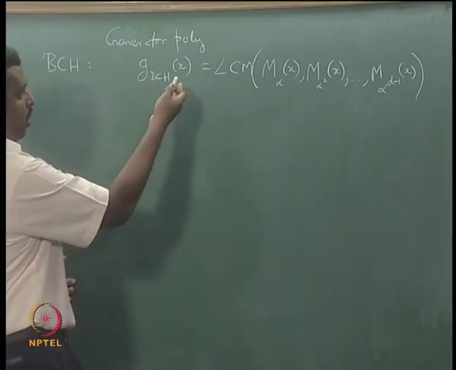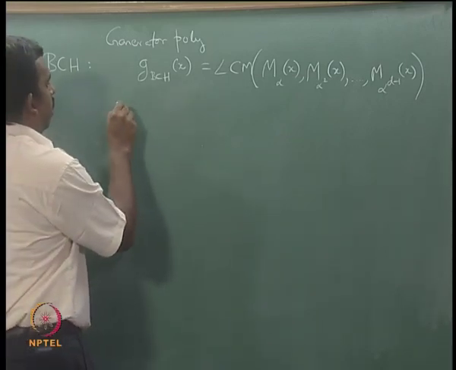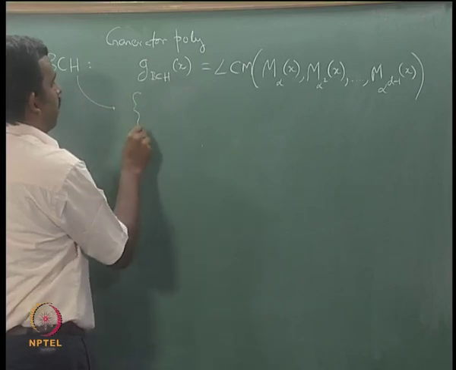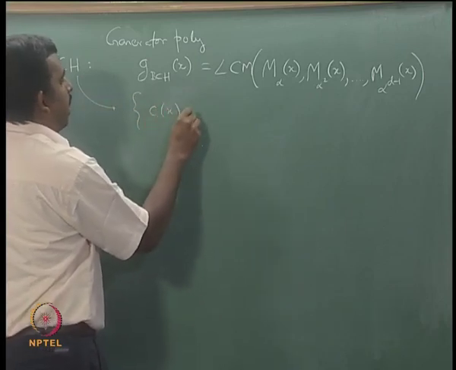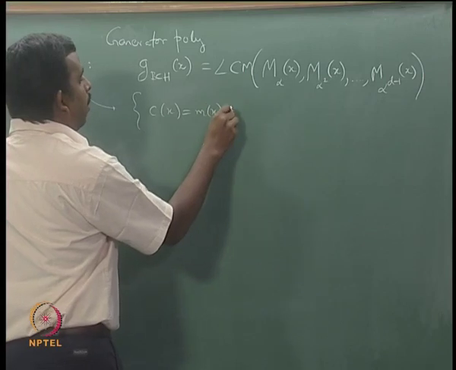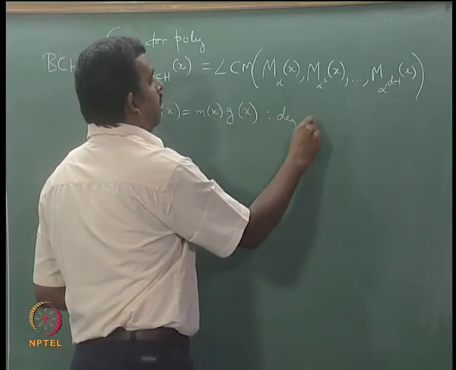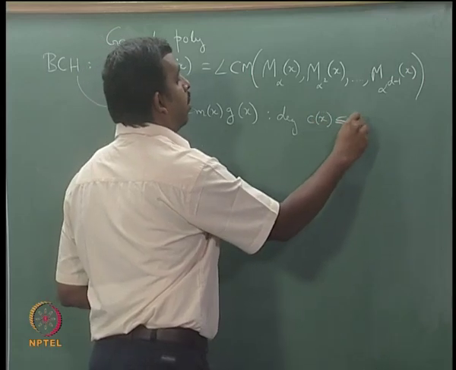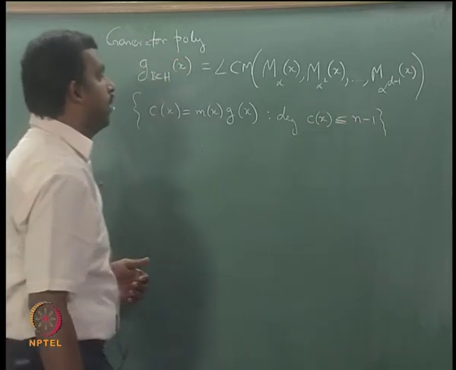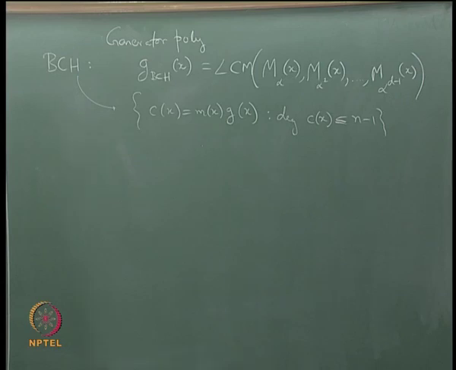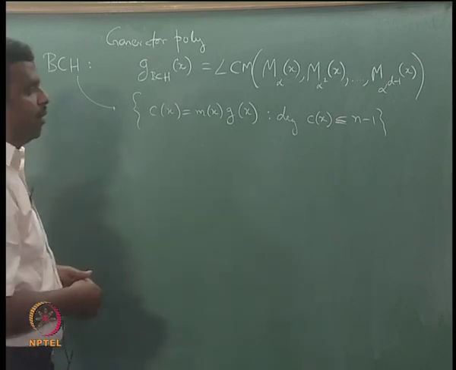So what is so great about the generator polynomial? It turns out the BCH code is the set of all C of x which can be written as m of x times g of x, such that the degree of C of x is less than or equal to n minus 1. Okay, so that also we showed, kind of roughly, why that has to be true. It is easy to see also.